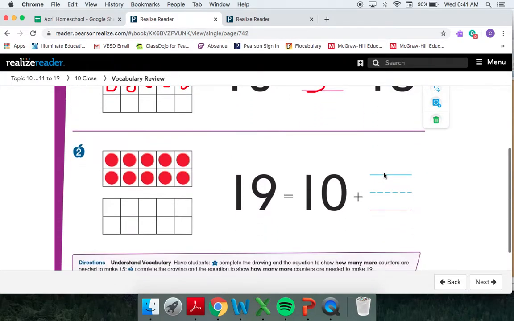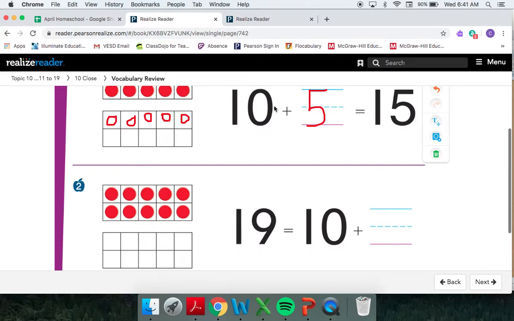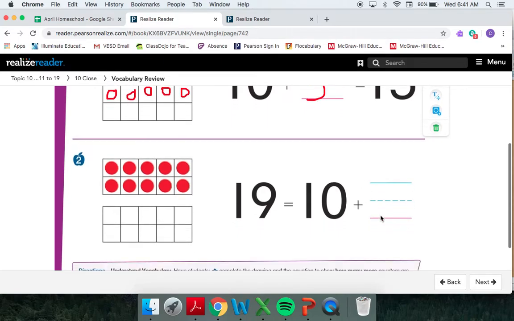Down here on number 2, it's the same type of problem, except they're breaking this problem apart. So it's just really reversed. If you see up here, we have the part, whole. On this problem, it's whole, part. So we've been practicing those as well.